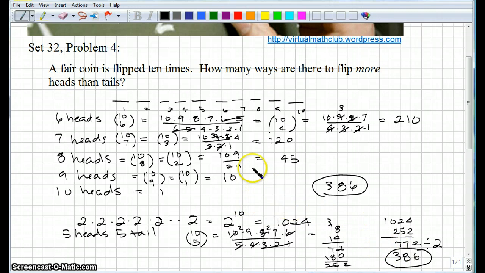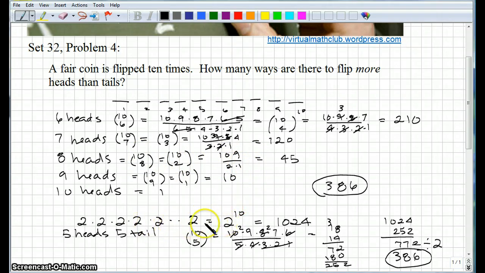So there's 2 ways. One is to look at all the cases, 6 heads, 7 heads, 8 heads, 9 heads, 10 heads, and how many ways you could get each of those cases. You have to understand how to compute combinations, and it's also good to understand the symmetries in combinations, and know that 10 choose 8 is the same as 10 choose 2. It kind of simplifies your calculation for you.